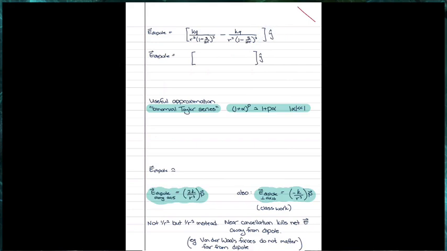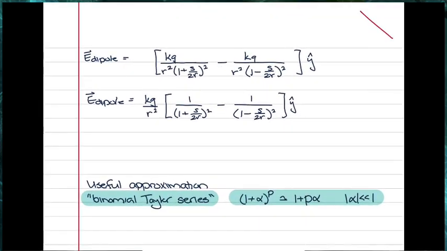Then I'm going to factor out the kq over r squared. What I'm left with in this big parenthesis is 1 over 1 plus s over 2r all squared, minus 1 over 1 minus s over 2r all squared. So again, I have kq over r squared out front, and then this weird mathy thing going on in the brackets.